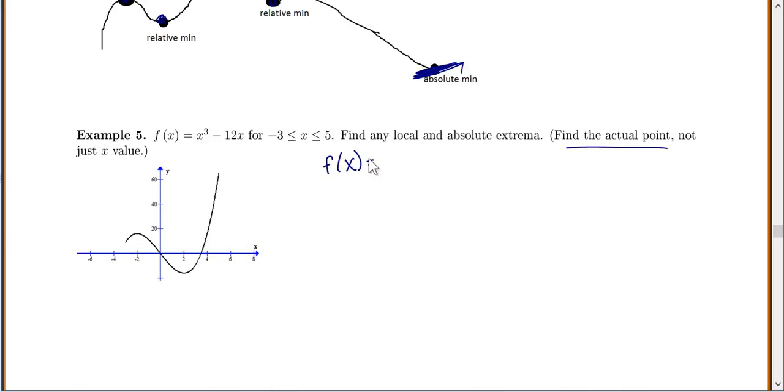So you always start by finding your first derivative. So it would be 3x squared minus 12. Let's set that equal to 0 and solve for x. So x is going to be the square root of 12 over 3, which is plus or minus 2. And these are our critical points.